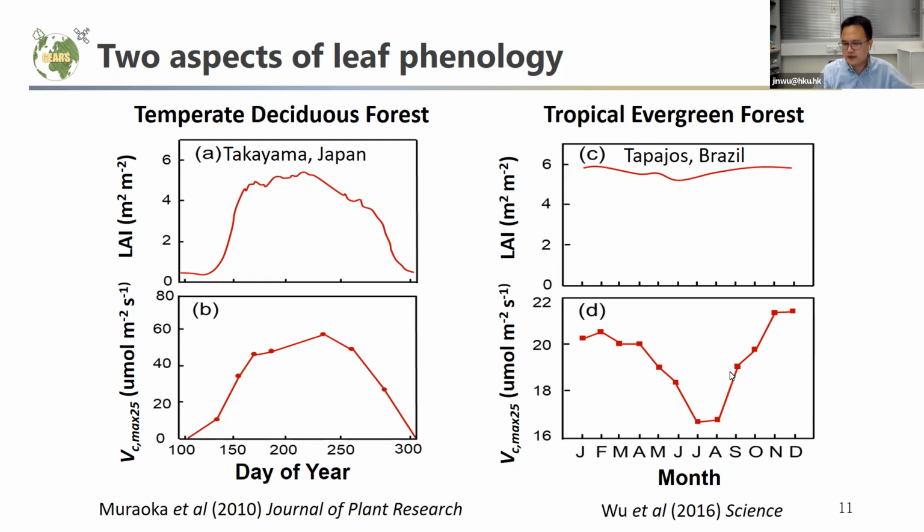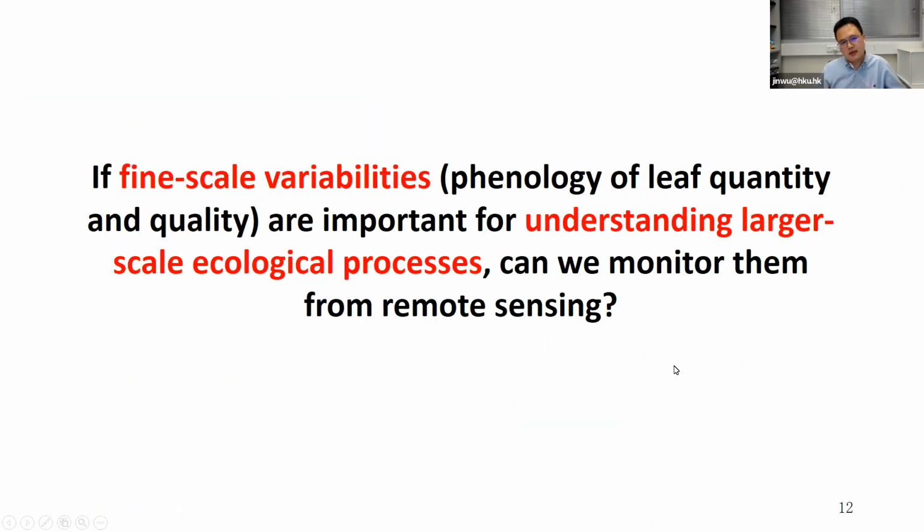And because of this, it motivates me to ask another scientific question: if fine scale variability in phenology of leaf quantity and quality are so important for understanding larger scale ecological processes, how can we monitor it?